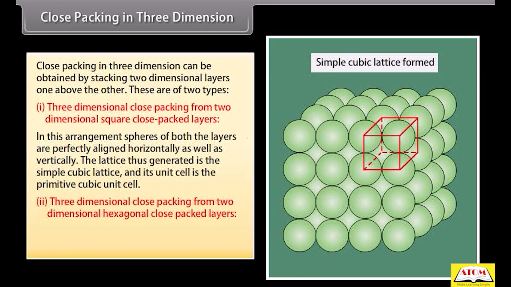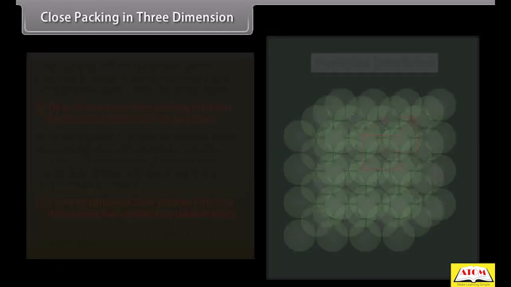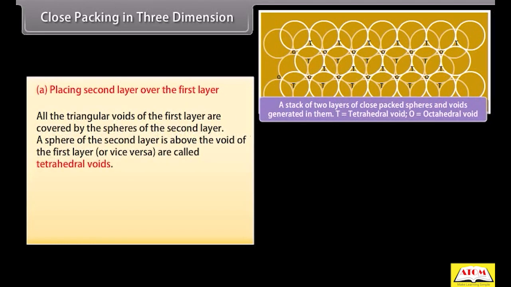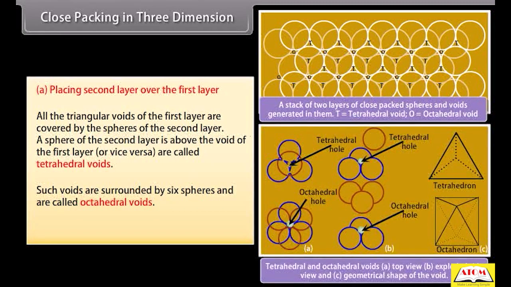3-dimensional close packing from the 2-dimensional hexagonal close-packed layers. These can be generated by placing layers one over the other. A. Placing second layer over the first layer. All the triangular voids of the first layer are covered by the spheres of the second layer. A sphere of the second layer above the void of the first layer, or vice versa, forms tetrahedral voids. Such voids surrounded by 6 spheres are called octahedral voids.